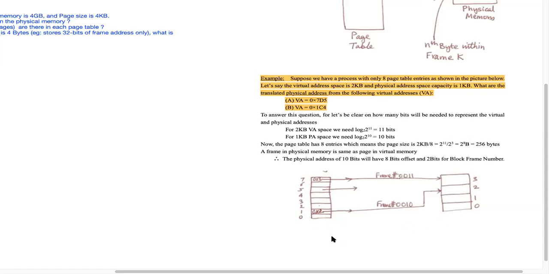Right? So there are 8 pages in the page table, but the capacity in the physical memory is only 4. And that is true also for only one process, which gets stored on the page table. So we have decoded at least this much: we have identified the size of the page, which is the same as the size of the frame. Once we got to know it's 256 bytes, we can find out how many frames are there on the physical memory. There are 4 frames. So now look into this one. Your physical address of 10 bits now will have 8 bits offset and 2 bits for block frame number.